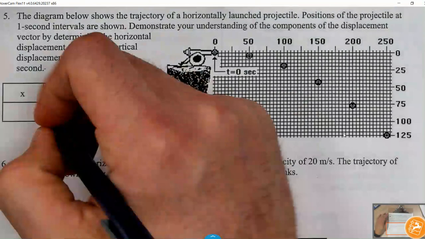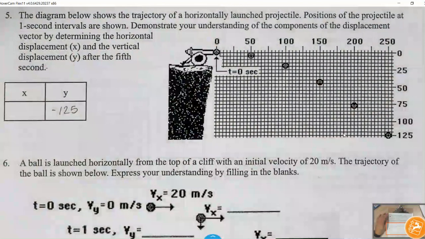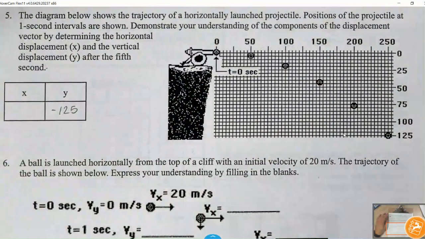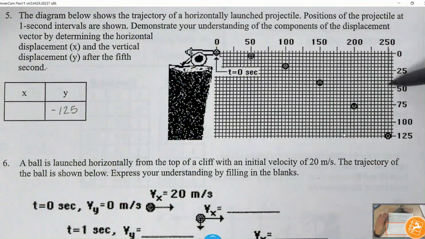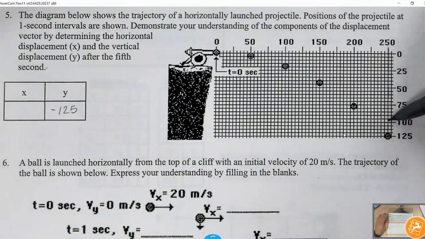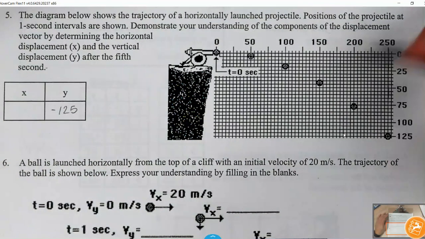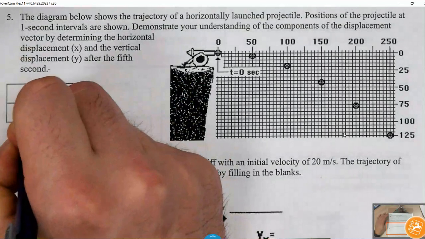125. All right, so negative 125 because it's below where it was. And what about the x displacement? How far is this thing from where it started? Basically take the center of the cannonball and go straight up. What number do you hit? Good, 250.